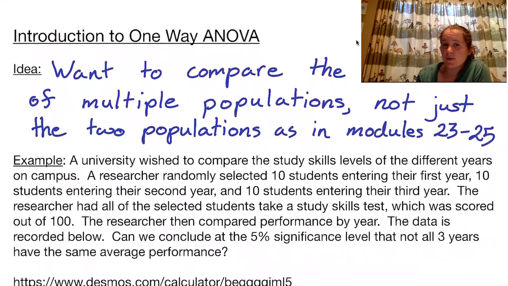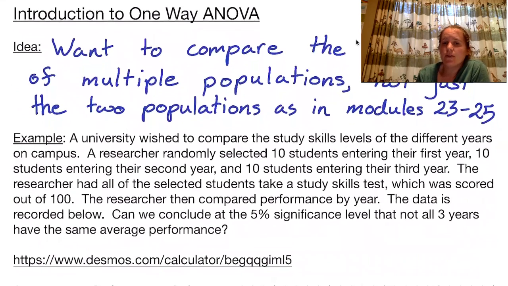So here we have an example scenario. A university wished to compare the study skills levels of the different years on campus. A researcher randomly selected 10 students entering their first year, 10 students entering their second year, and 10 students entering their third year. The researcher had all of the selected students take a study skills test, which was scored out of 100. The researcher then compared performance by year. The data is recorded below. Can we conclude at the 5% significance level that not all 3 years have the same average performance?